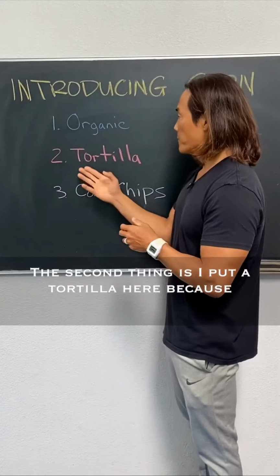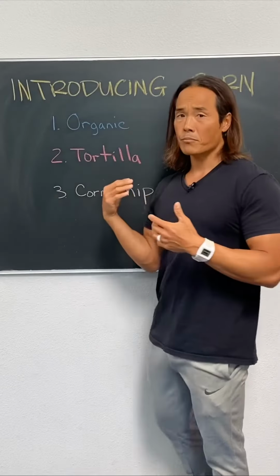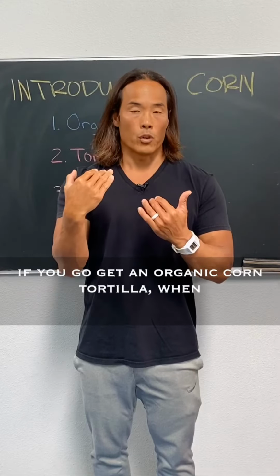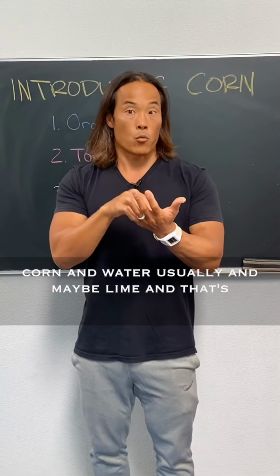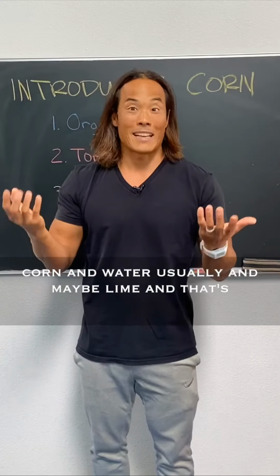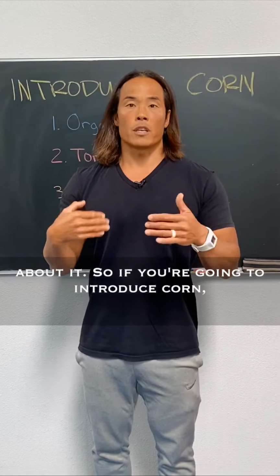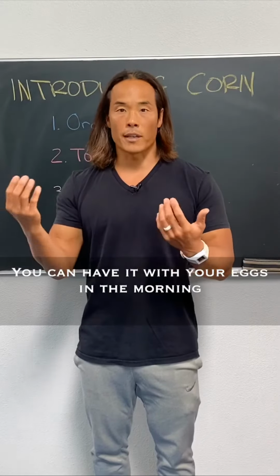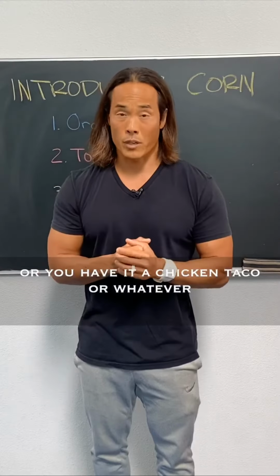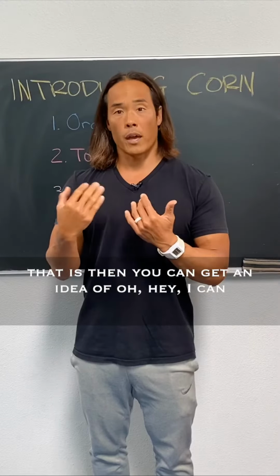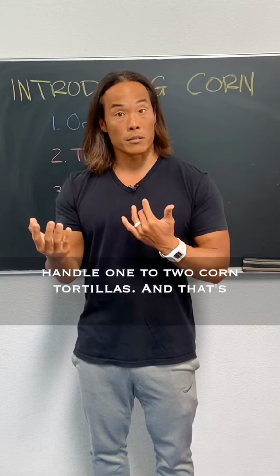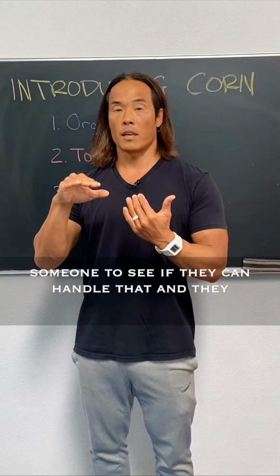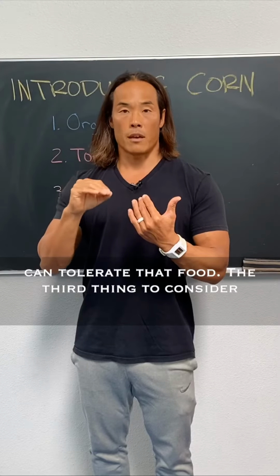The second thing is I put a tortilla here, because if you get an organic corn tortilla and look at the ingredients, it's usually just ground up corn and water, and maybe lime, and that's about it. So if you're going to introduce corn, that's probably one of the easiest ways to do it. You can have it with your eggs in the morning, or with a chicken taco or whatever that is. Then you can get an idea of, oh, hey, I can handle one to two corn tortillas. That's the way I would probably introduce it for someone to see if they can tolerate that food.